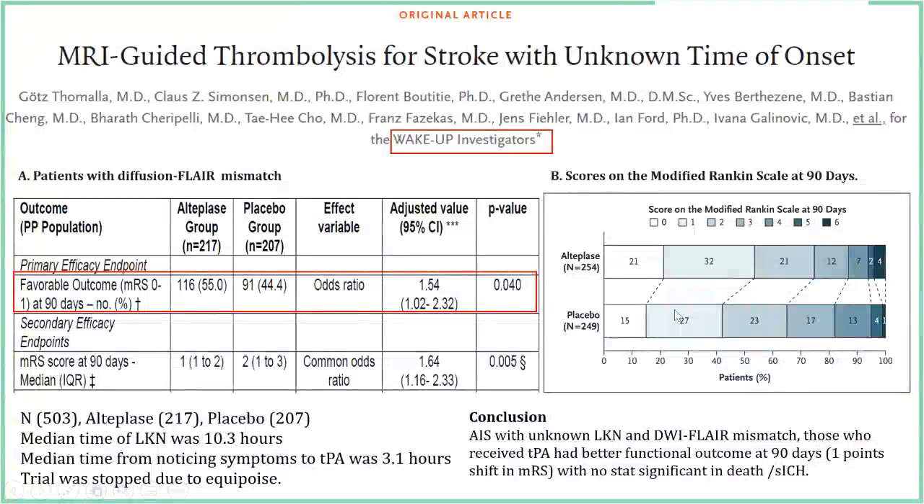Likewise, the number of patients who achieved an mRS of 0 to 1, as we can see in this figure, was significantly higher in the Alteplase group. So this study also favored Alteplase in the extended time window, or in patients that fulfill the criteria of the DWI-FLAIR mismatch.